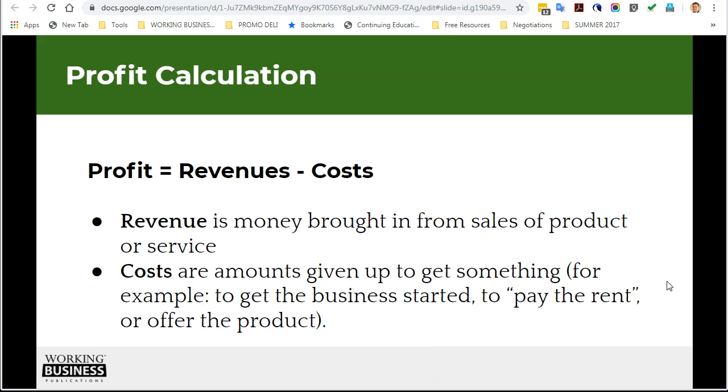First thing we need to understand is a profit calculation. Profit equals revenues minus costs. And revenues is defined as money brought in from sales of the product or service. So that's all the money that you bring in. Costs are everything that you give up, right? Those are the amounts given up to get something. For example, to get the business started, to pay the rent, or offer the product. So anything that you have to pay is considered a cost. If you take all the money that you bring in minus all the costs that you put out, that would be the profit.